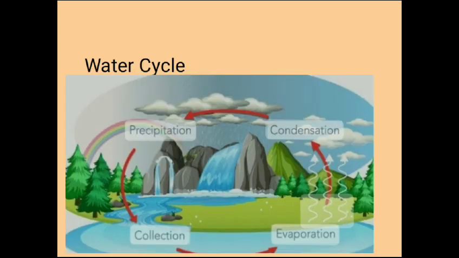First cycle is the water cycle. There is the forming of clouds through condensation. Then it gets cool and comes down as rain, and that rain is collected in the water bodies. After that it evaporates. The cycle is continuous.